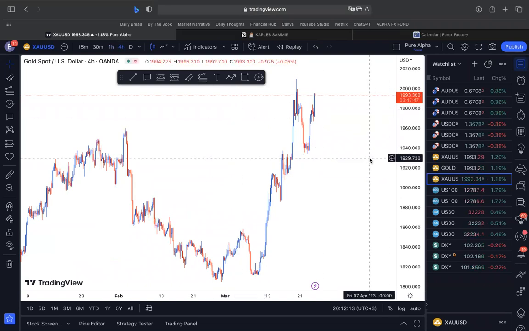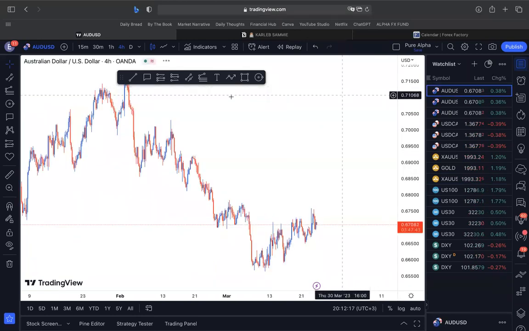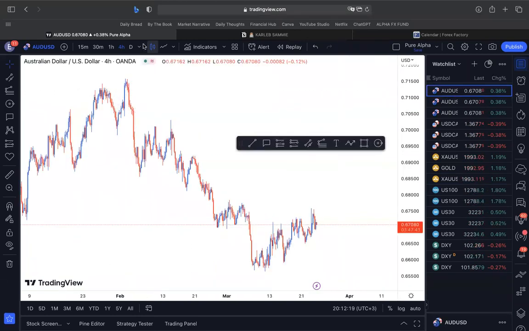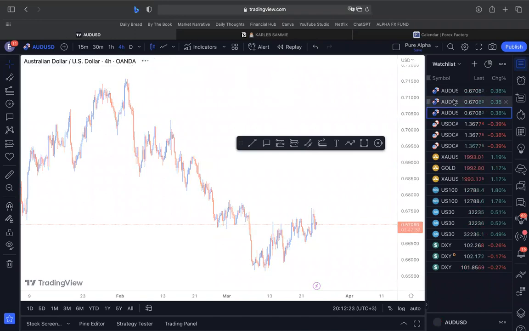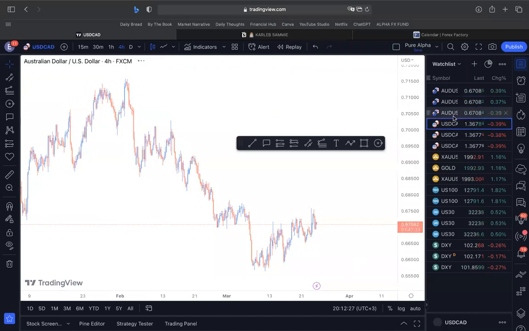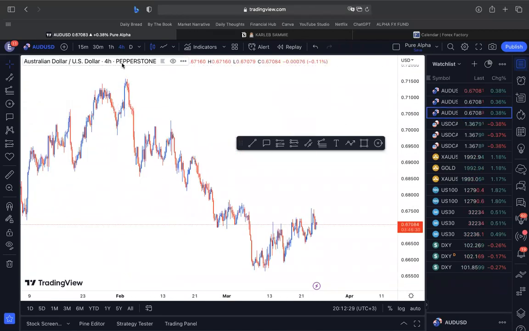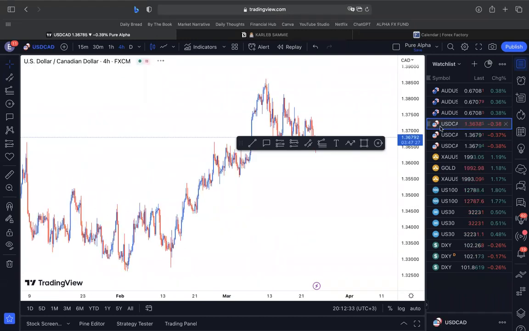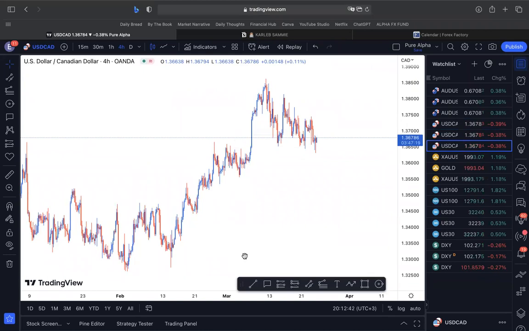So we tend to use different brokers. For example, if I search Aussie dollar, I can get Aussie dollar. If I click on it, you can see this is Aussie dollar by Oanda. If I click on this other one, this is Aussie dollar by FXCM. If I click on this other one, this is Aussie dollar by Paperstone. If I go to this other one, USD CAD, you see USD CAD by FXCM. If I search here, another one, Paperstone, USD CAD by Oanda. So different candlesticks, different.